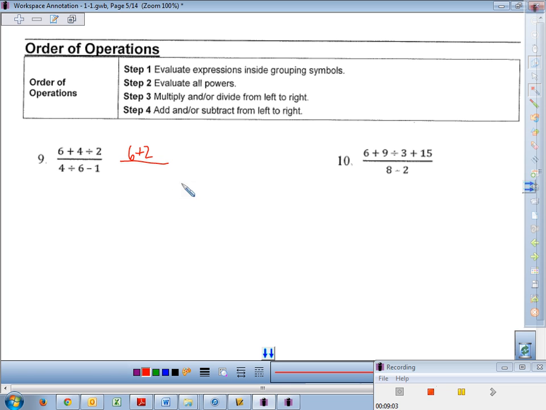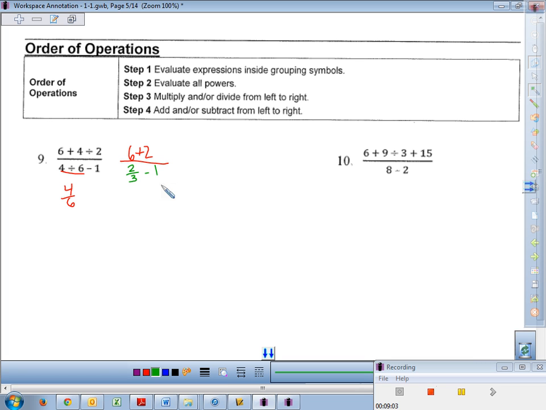And then, oh no. Hopefully your comfort zone was comfortable with those first 8 problems. Now let's get a little uncomfortable. 4 divided by 6 needs to happen next. Would you agree with that? Which is 4/6 if you write it as a fraction. And that can reduce to how much? 2/3. Oh my goodness. Minus 1.